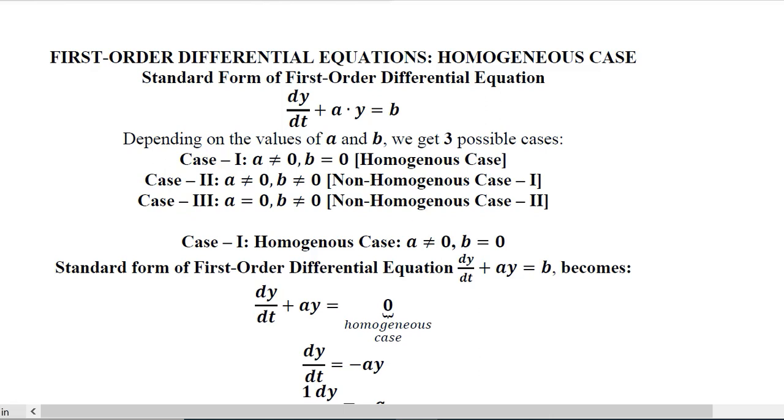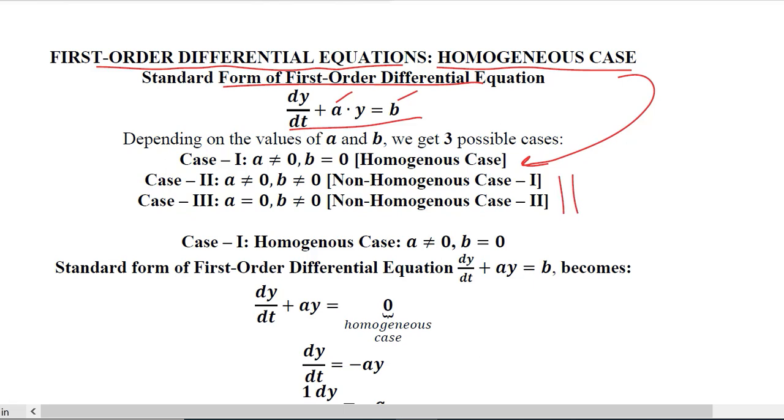After understanding the first order differential equation in its standard form, now we'll discuss various cases that are possible. The first case is the homogeneous case, and then there will be non-homogeneous cases as well. But recalling the standard form, it was this, where a and b were the constant coefficients and constant terms respectively. Now we consider the homogeneous case in the beginning, and there are two other cases that we will discuss later on.